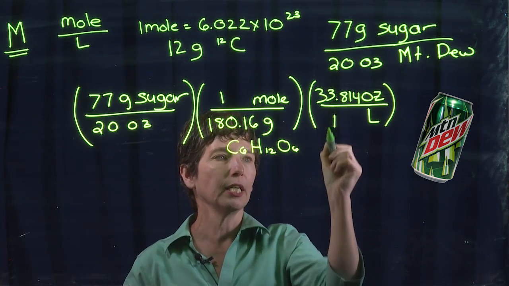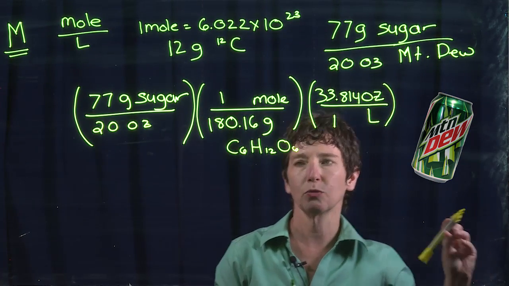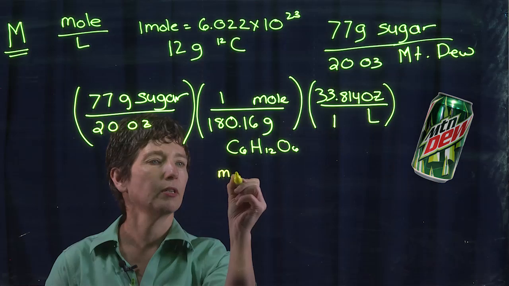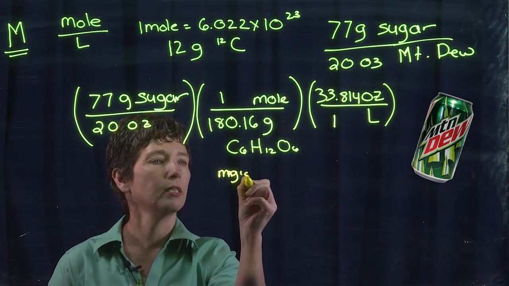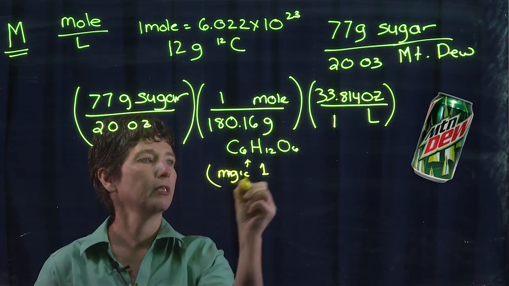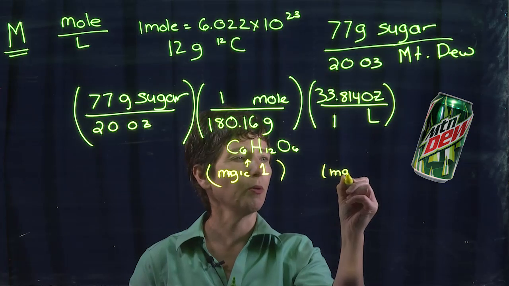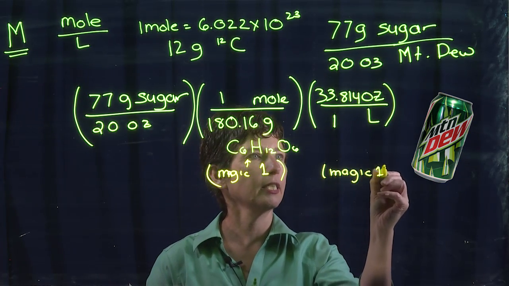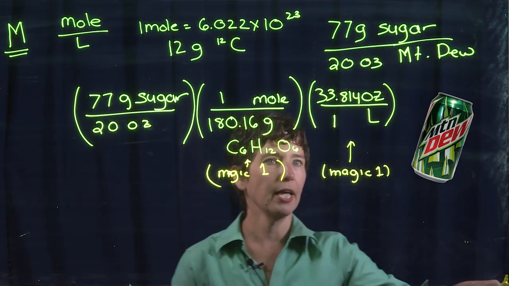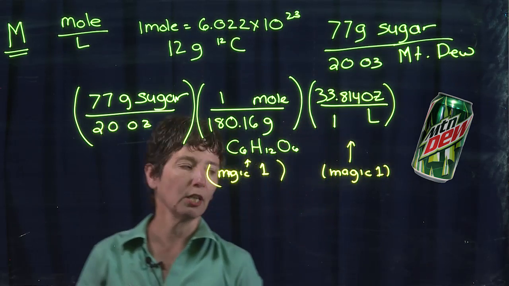33.814 ounces is 1 liter. So again, just to remind you, this is a magic one. These are both equivalent statements. And then, as always, I check my units.